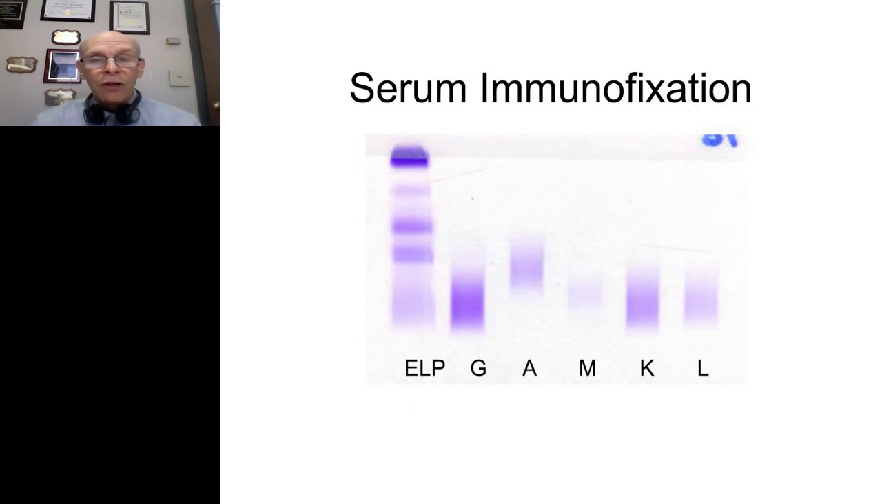There's a nice normal G area, normal A, normal M, normal kappa, and normal lambda. There's nothing, and there's no spike seen in the alpha 2 region. So what was that? That was one of the artifacts we talked about earlier.